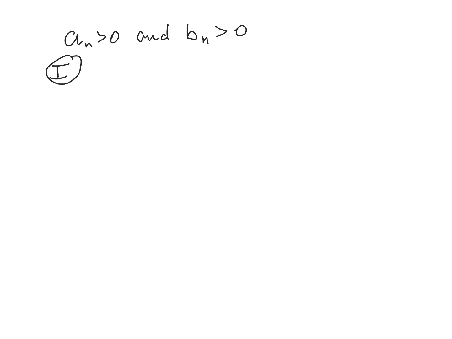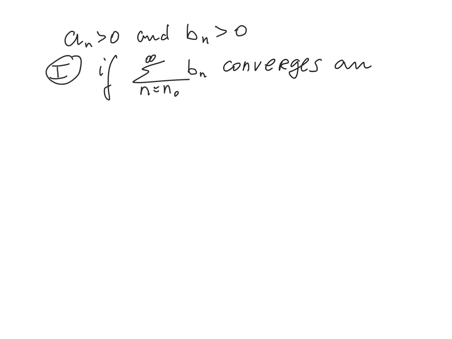So here's the first part of the comparison test, the convergence part. If the b sub n series converges, the summation from n equals n sub naught to infinity of b sub n, and the a sub n terms are less than or equal to the b sub n terms, then the a sub n series also converges.